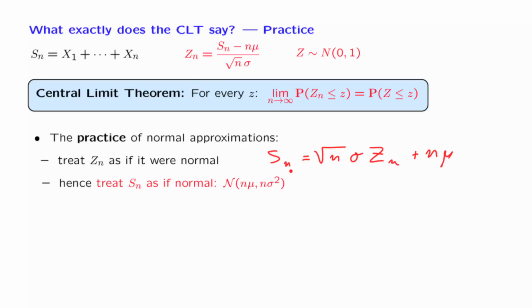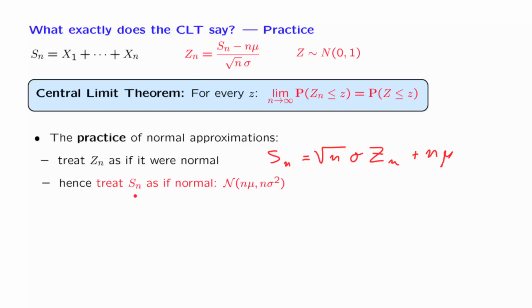So in practice, the way to carry out calculations is often to just pretend that Sn is normal with the appropriate mean and variance. These are the correct mean and variance of Sn, and that's the only information that we need in order to apply it. If we know mu and sigma squared, and using the normal approximation, then we have an approximate distribution for Sn, and we can go ahead.